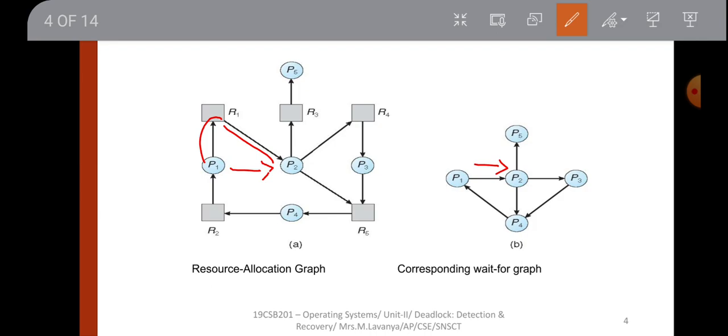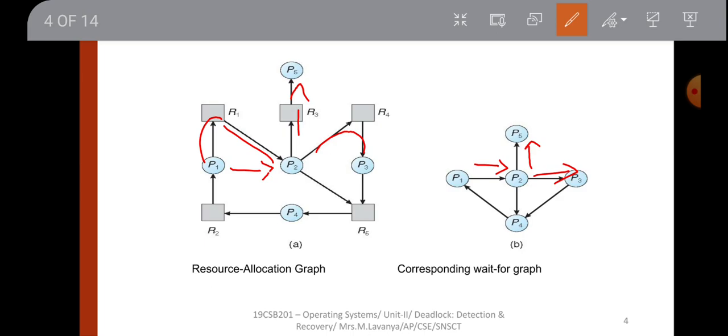Then P2 is requesting the resource R3 which is held by process P5. So in this, P2 depends on the process P5 completion. So it is denoted as P2 to P5. Then P2 is requesting the resource R4, whereas R4 is allocated to and used by the process P3. So after P3 completes the usage of the resource R4, it will get allocated to P2. So we are directly giving this edge as P2 to P3.